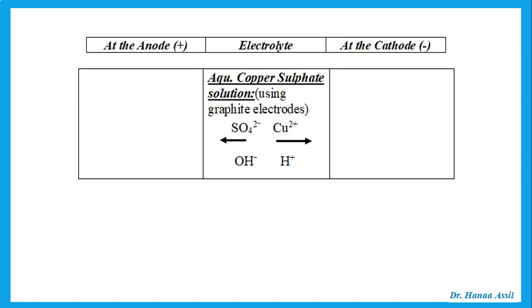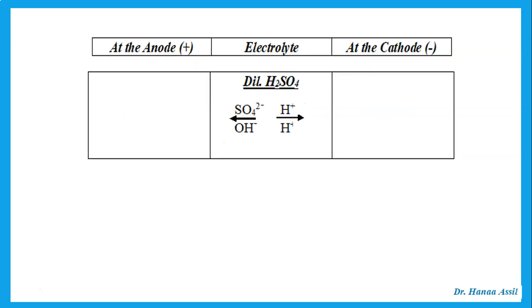Aqueous copper sulfate solution. If we're doing copper sulfate solution, we have a choice between sulfate and hydroxide. Remember, it is the hydroxide that would react to give oxygen gas. At the cathode, we have a choice between copper and H plus. It is the copper now that reacts. The one that is less reactive is the one that reacts at the cathode. So we see a red metal deposit.